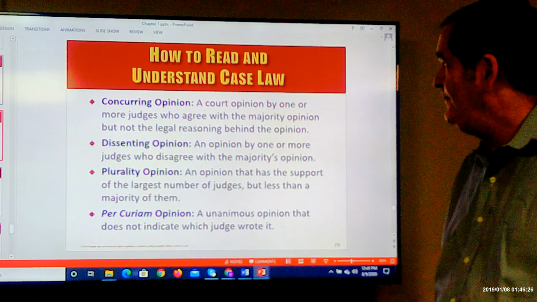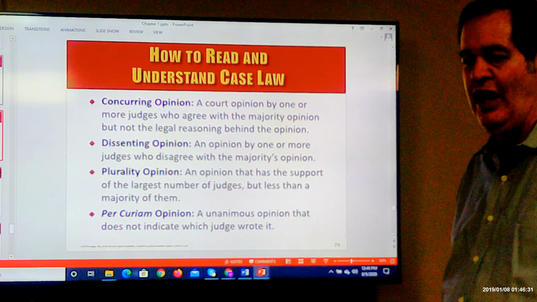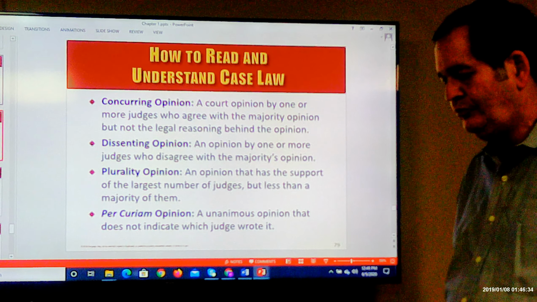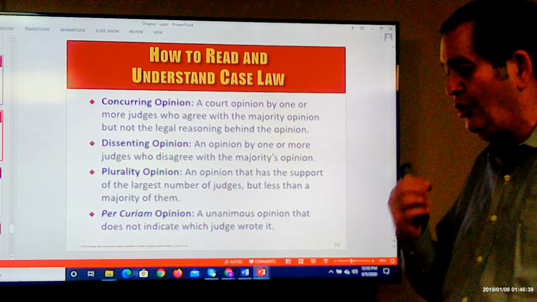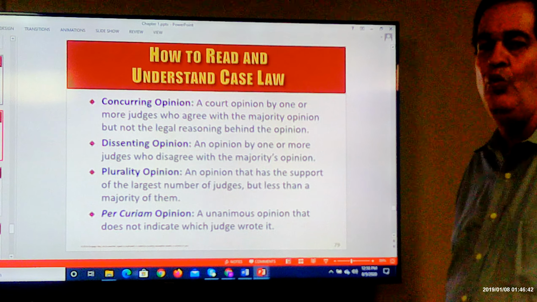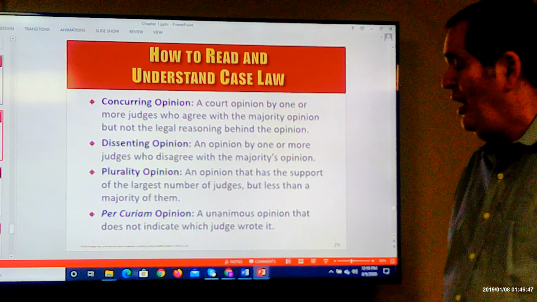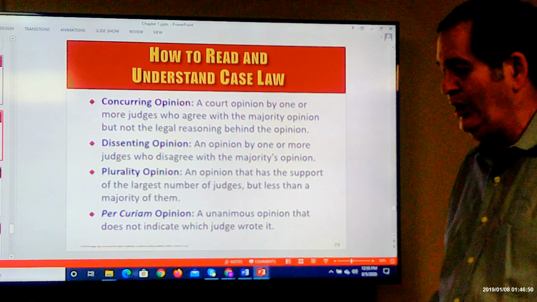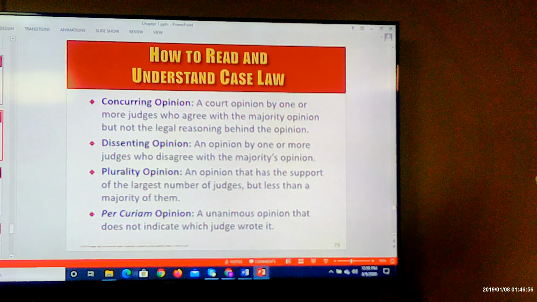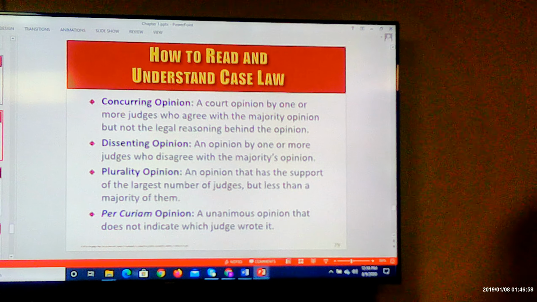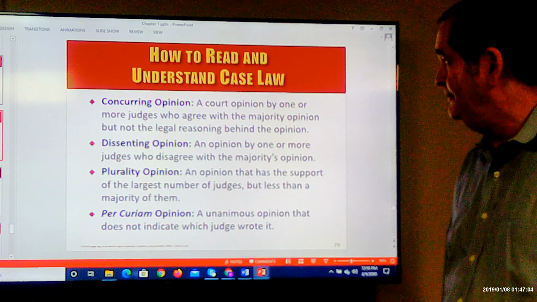A concurring opinion is a person who votes with the majority on the outcome of the case, but disagrees with the reasoning for reaching that outcome, and usually is writing a concurring opinion in order to express why they disagree with that opinion. A dissenting opinion is somebody who does not agree with the majority, and they write a decision explaining why they don't agree with the majority.